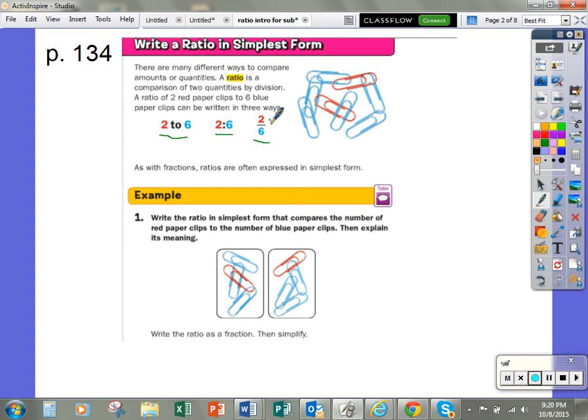So let's say we wanted to make a comparison in example number 1 of the red paper clips to the blue. So we can see there are 2 red paper clips and 1, 2, 3, 4, 5, 6 blue. So we could write it this way, or in words. And typically you reduce or simplify your ratio, so really this is a ratio of 1 to 3.